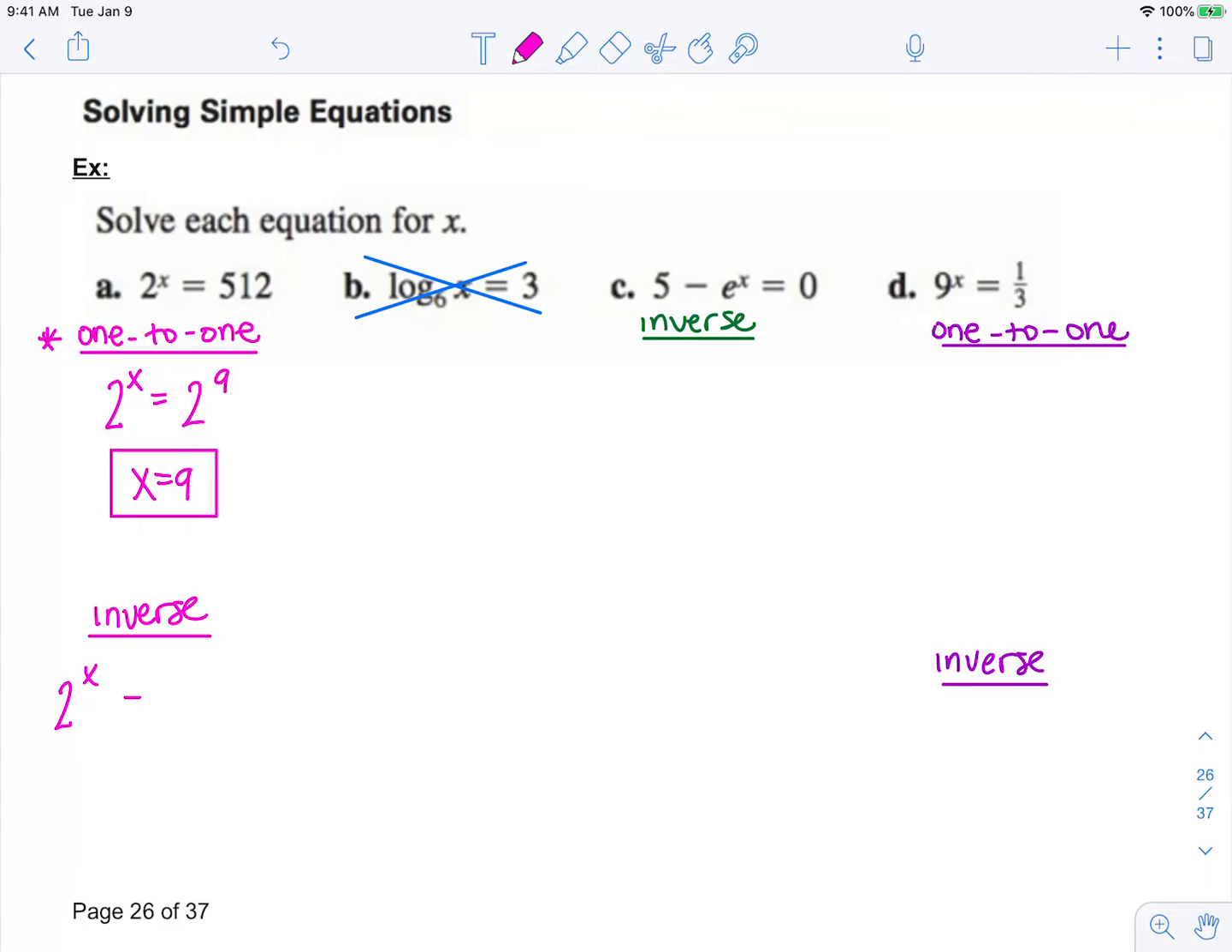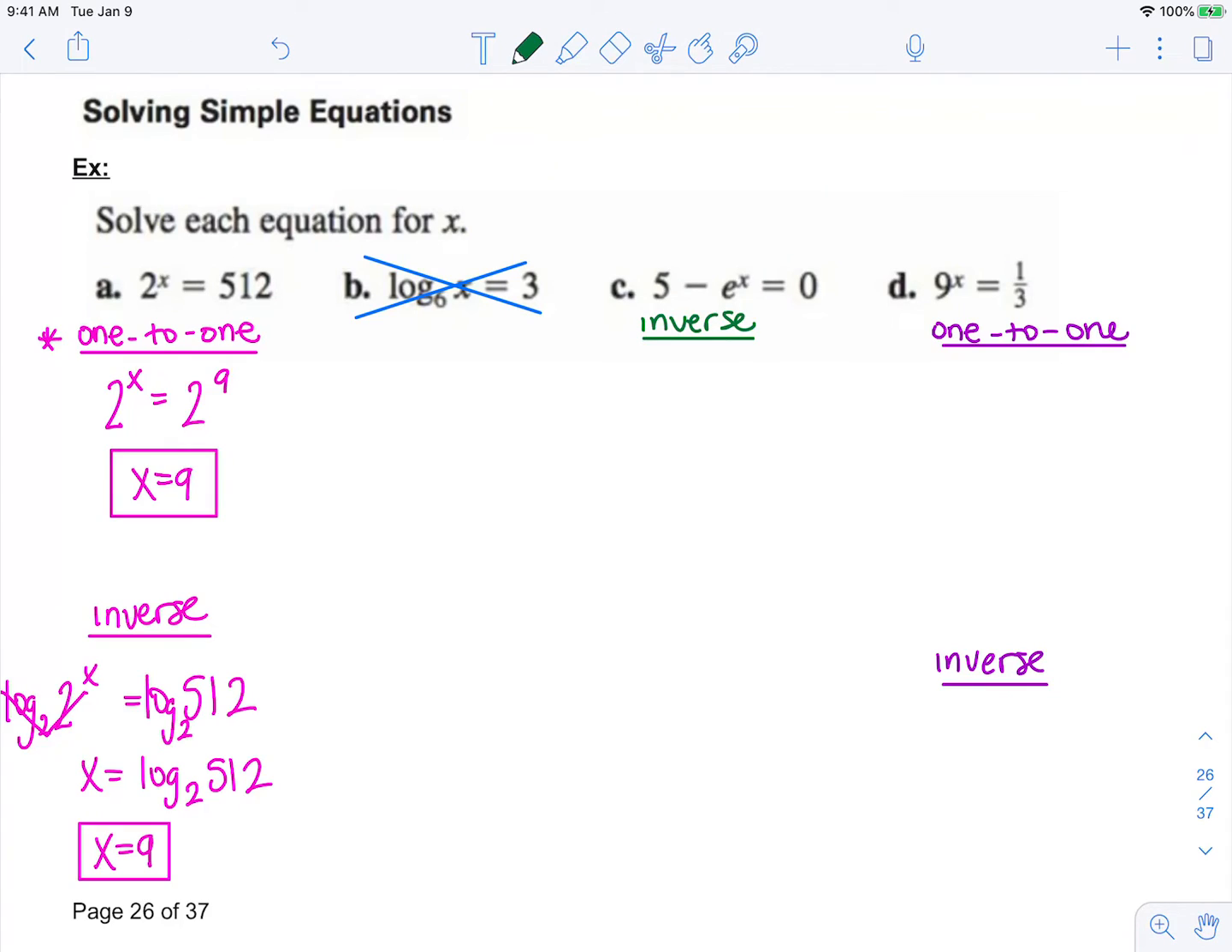Now, inverse properties tells us that we can solve this a different way. If we have 2 to the x equals 512, then I can take log base 2 of both sides, and these cancel. And I have x equals log base 2 of 512, which, whether knowing by heart or by using your calculator, we can figure out x is 9.